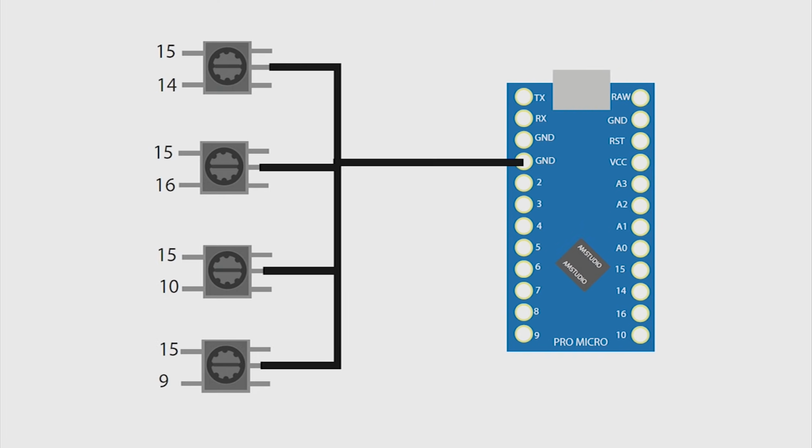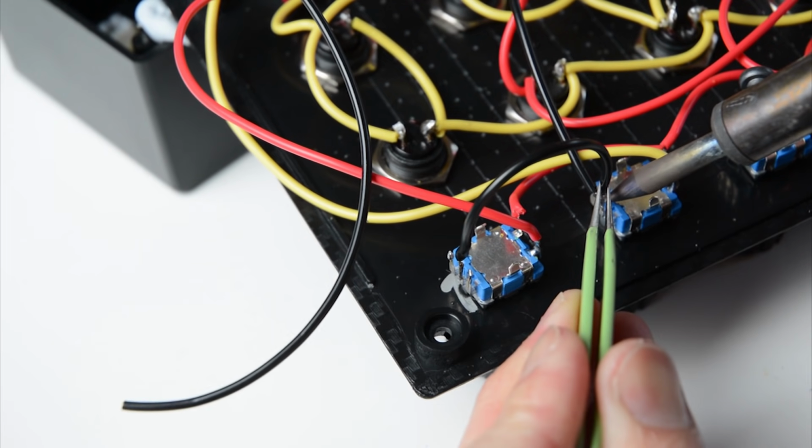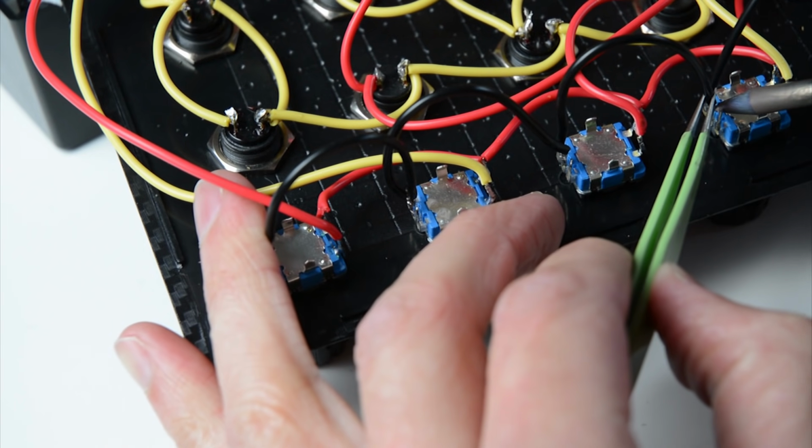To wire the rotational function of the encoders, each encoder will firstly need the center pin wired to the ground on the Pro Micro board. Solder one wire to the center pin on each encoder, then back into the ground pin on the board.